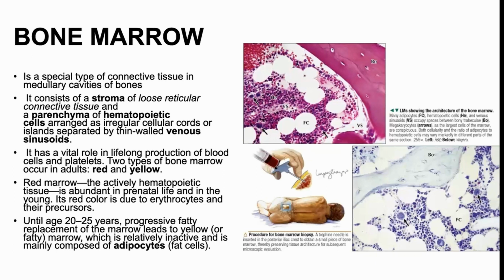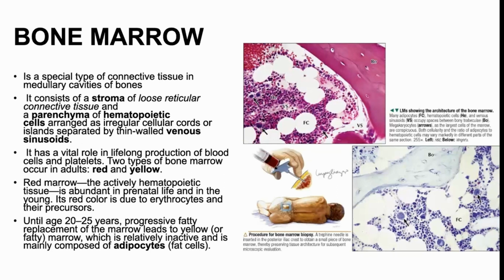Two types of bone marrow. You have the red and the yellow bone marrow. Red bone marrow is actively hematopoietic, and it's not abundant. So the red part is where you have most of the synthesis taking place. So it's abundant in prenatal life and in the young. Its red color is due to the erythrocytes and their precursors.